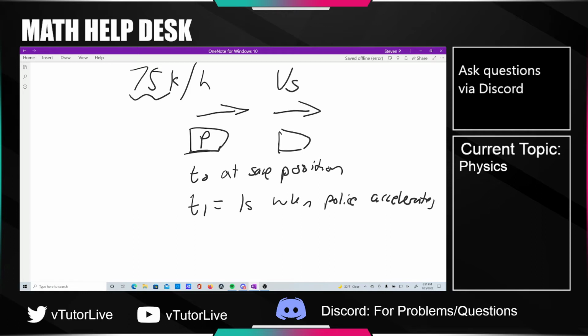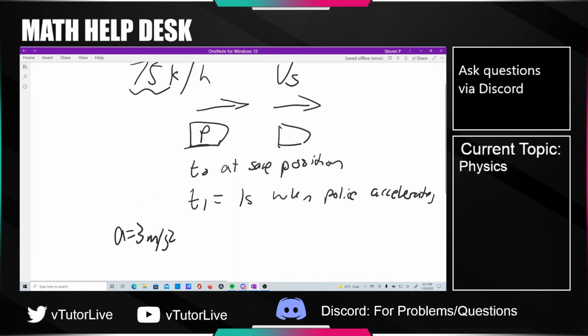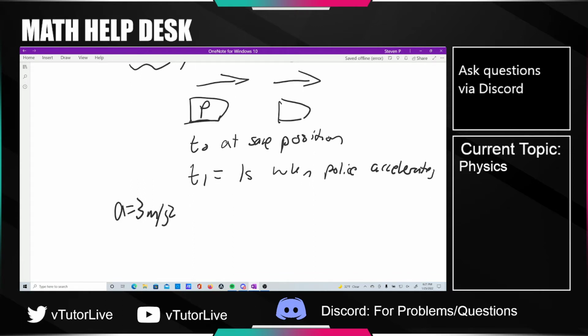Okay. And now it says that their acceleration is some given. Oh, I don't know. Let's call it 3 meters per second squared. And we're also told the police overtake the speeder after however many seconds of accelerating. So I don't know. Let's call it 10 seconds of accelerating. Let's just figure out how to set this all up.